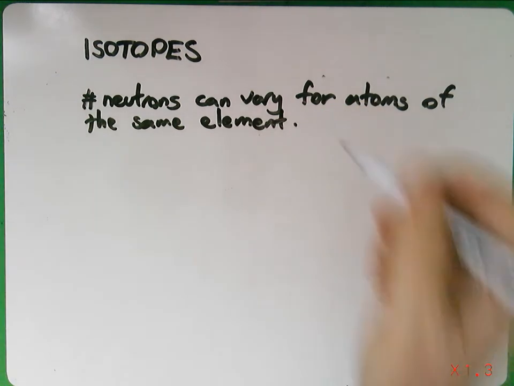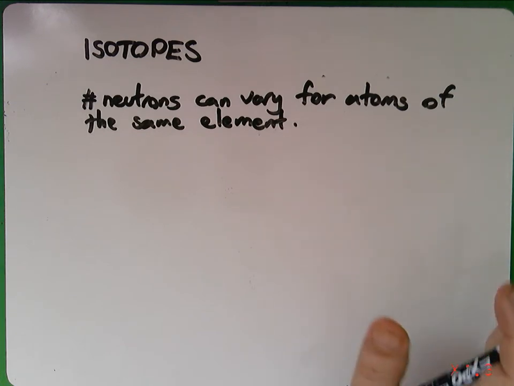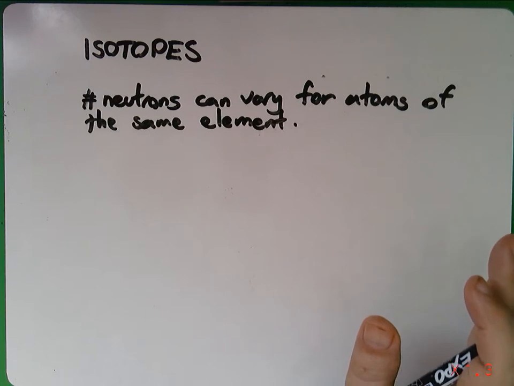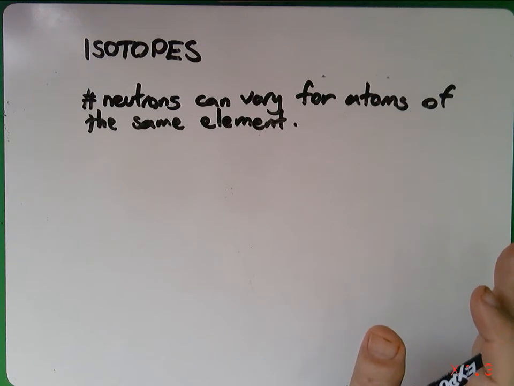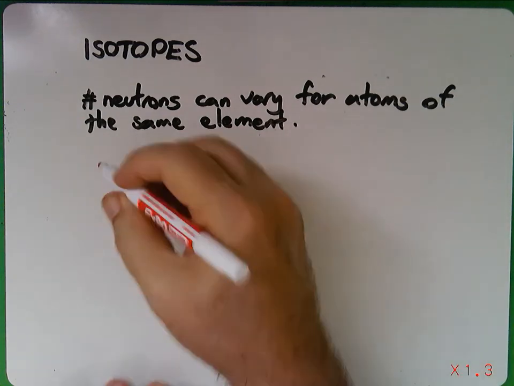This is kind of surprising, and it is something that Dalton didn't know about. He said that all the atoms of an element have the same mass, but if the number of neutrons can vary from atom to atom, they don't all have the same mass. In other words, not all hydrogen atoms have got the same mass. Not all carbon atoms have got the same mass. Let's look at that a little more closely.